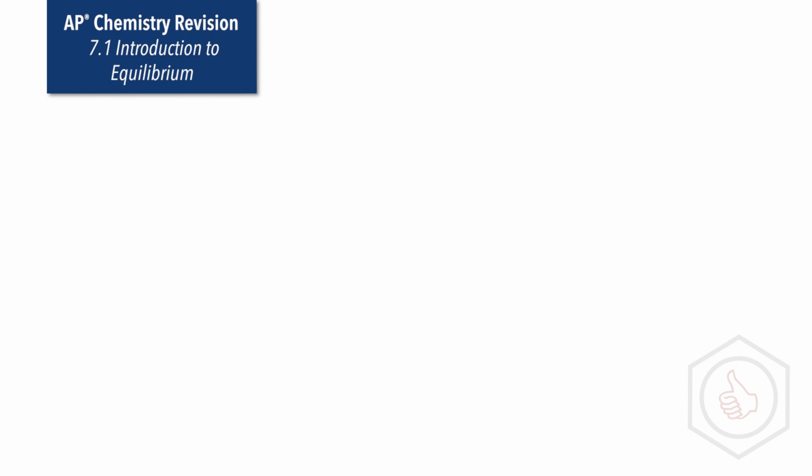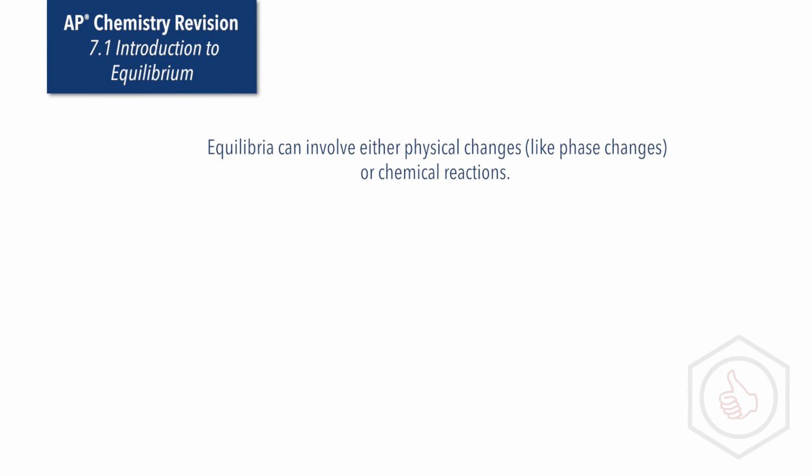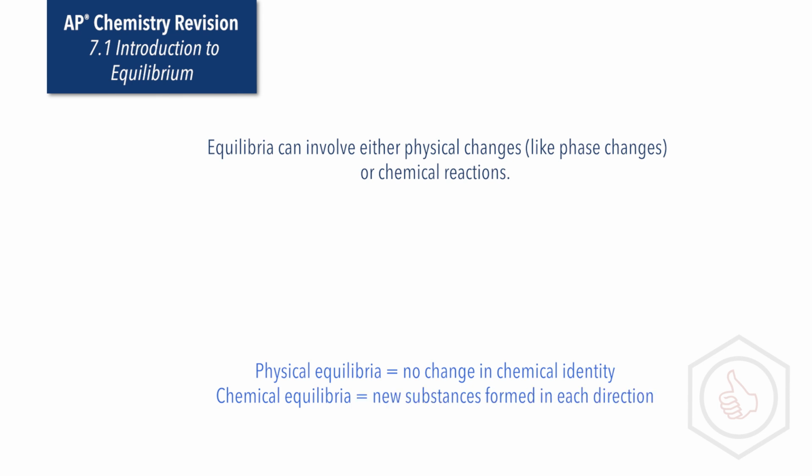Equilibria can involve either physical changes, like phase changes, or chemical reactions. In both cases, the forward and reverse processes occur at equal rates, but physical equilibria involve no change in chemical identity, whereas chemical equilibria involve the making and breaking of chemical bonds, forming new substances in each direction.